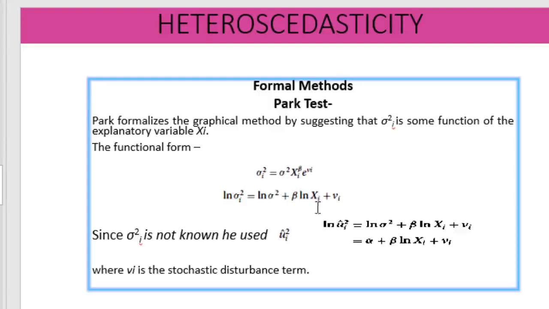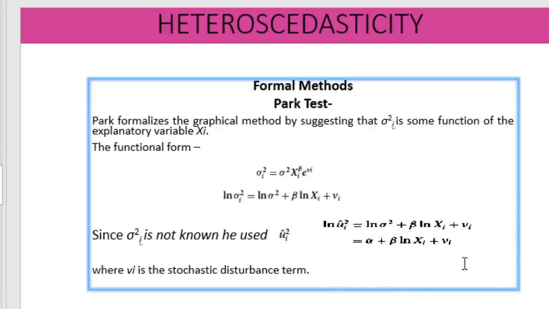This nonlinear form can be transformed into linear form by taking the natural log, that is, ln sigma i square equals ln sigma square plus beta ln xi plus vi, where xi raised to beta becomes beta ln x, and the natural log of e raised to vi is vi. In this equation, ln ui cap square equals ln sigma square plus beta ln x plus vi. This can be written as alpha plus beta ln x plus vi, where vi is the stochastic disturbance term.